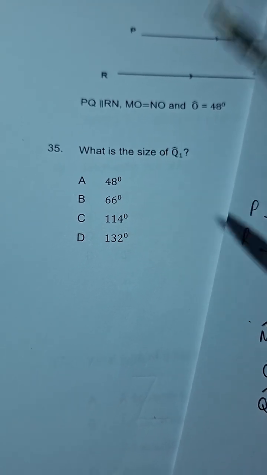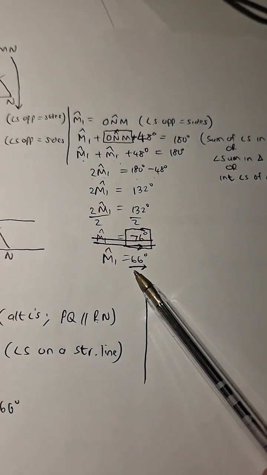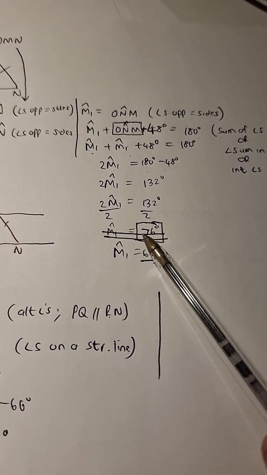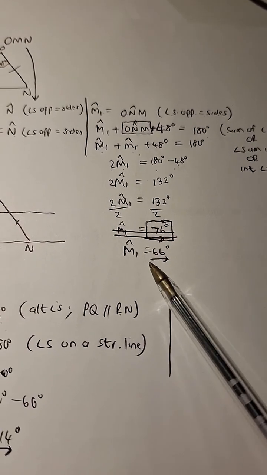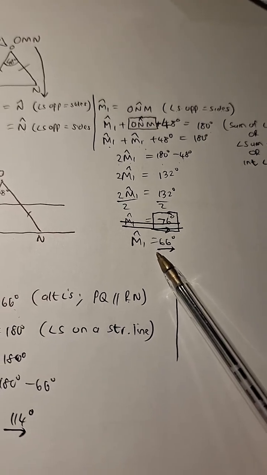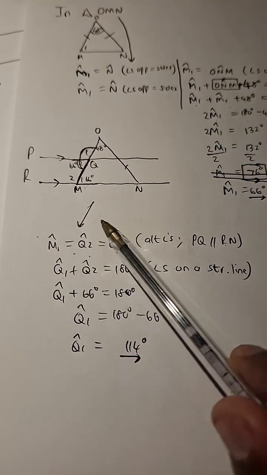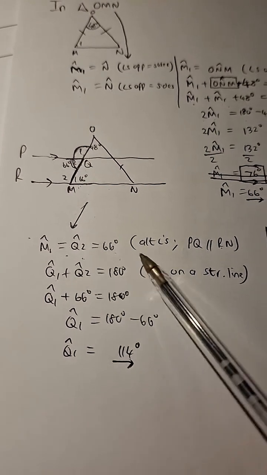Thanks to Zama. Zama helped us to find angle M1 and corrected us when we were doing funny stuff with our mathematics. Zama was able to rectify that angle M1 is 76 degrees. That error would have led to a wrong answer here.